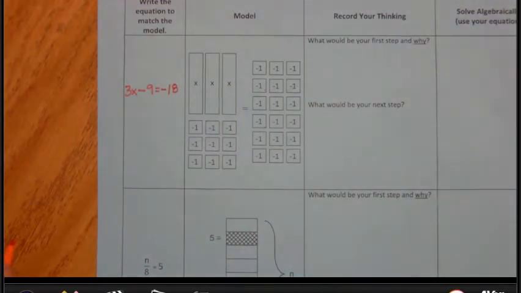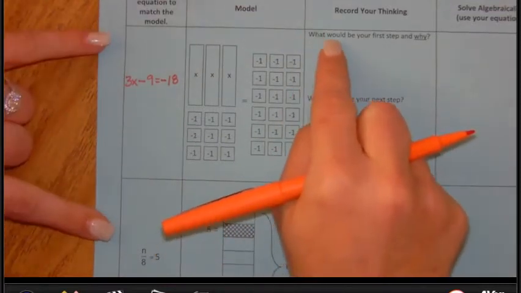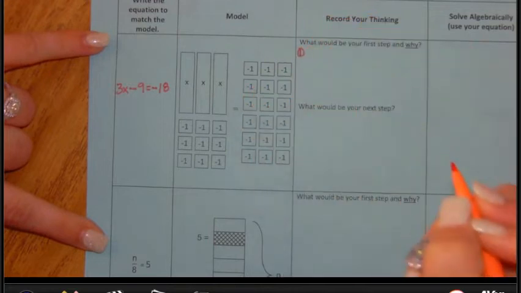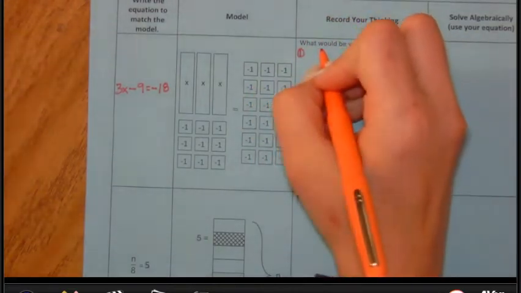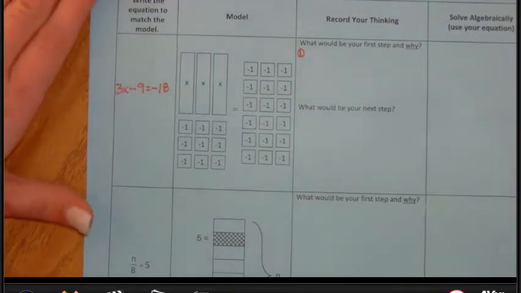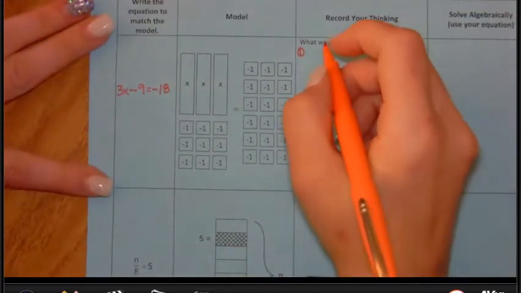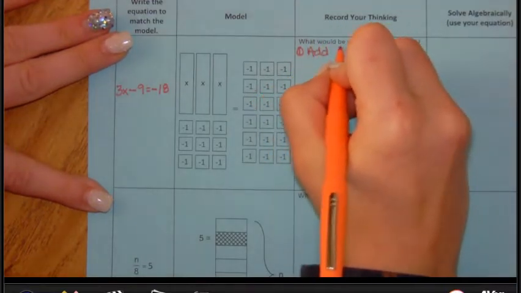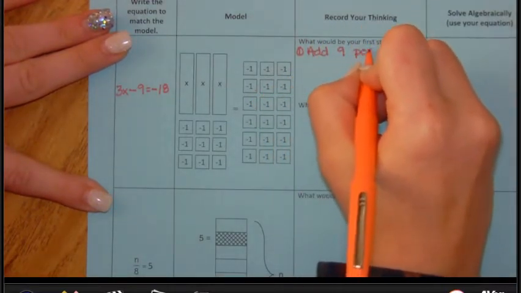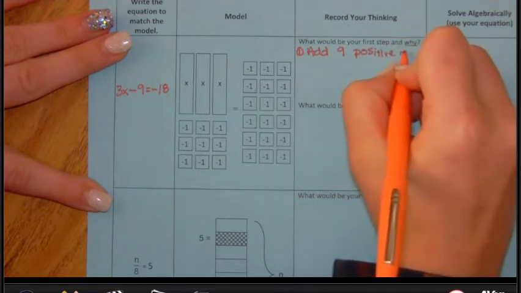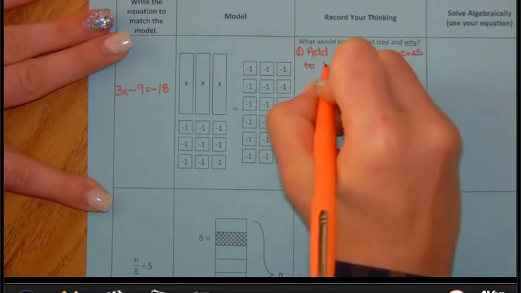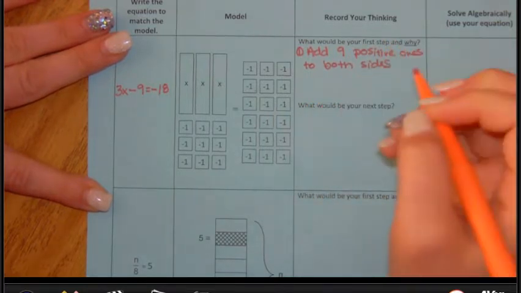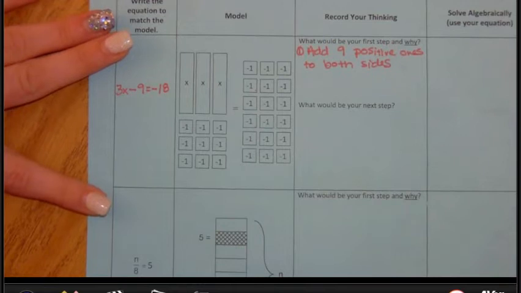Okay. What would your first step be and why? So my first step here is going to be different. It's going to be to add 9 positive ones to both sides. Add 9 positive ones to both sides.